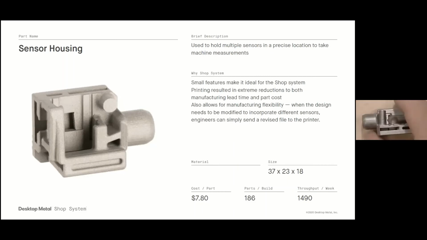It also allows for a lot of manufacturing flexibility. So, if we want to modify the design to incorporate some different sensors, all we have to do is simply modify our CAD model, re-upload it to the printer, and we have our new sensors, hundreds of them in just a few days. The cost of this part is about $7.80 per part. We can do about 186 of them per shop build, or about 1,500 of them per week. So you can really see how that volume's increasing to print tons of different parts.